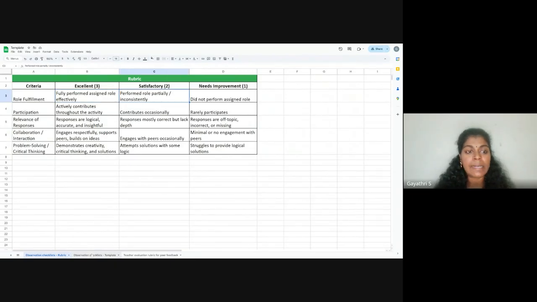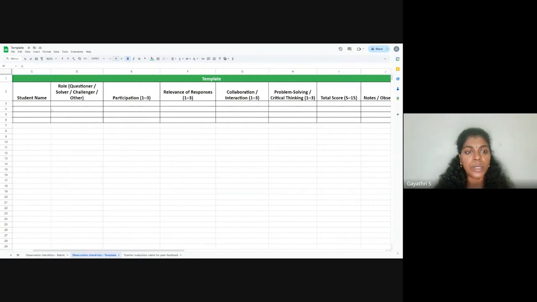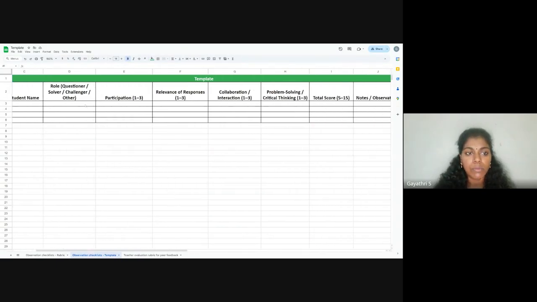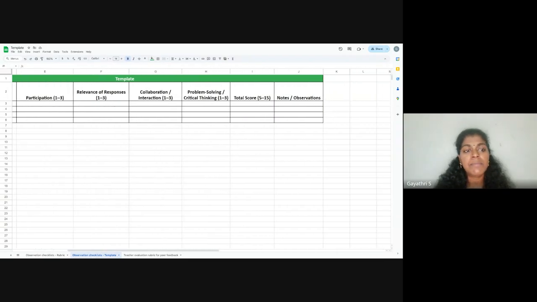You also have a template here. So simply put down what is the grade, what subject, student name, and what is the role they're performing. And under each of these, you can mark them from 1 to 3, 3 being the highest, 1 being the lowest. And then you can immediately note it.